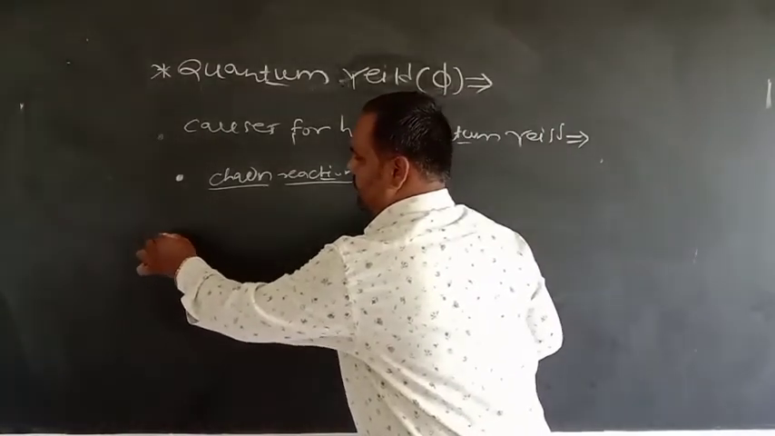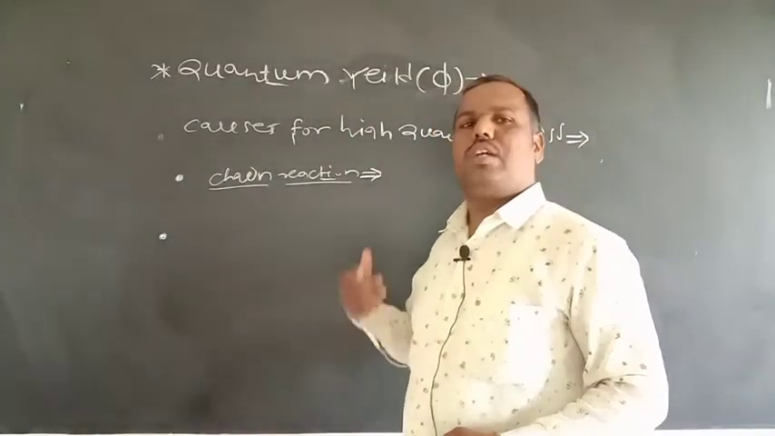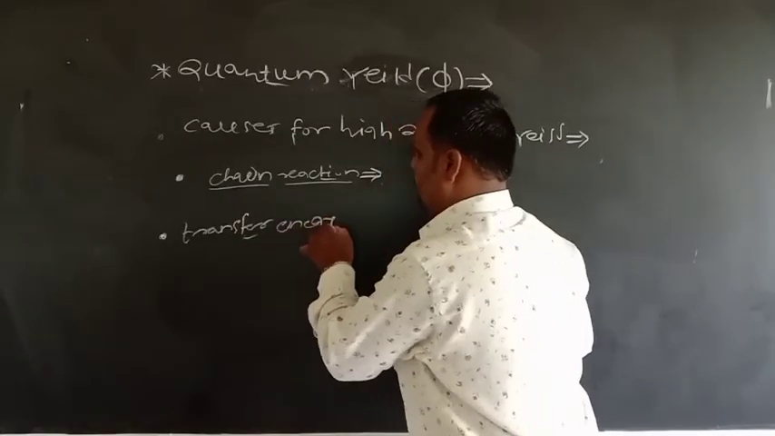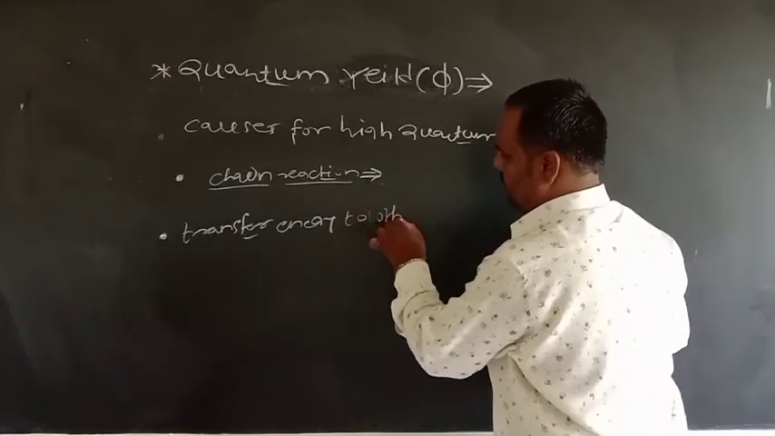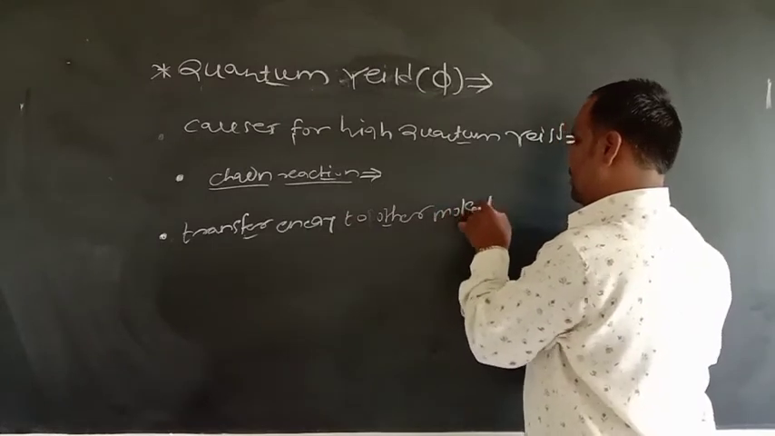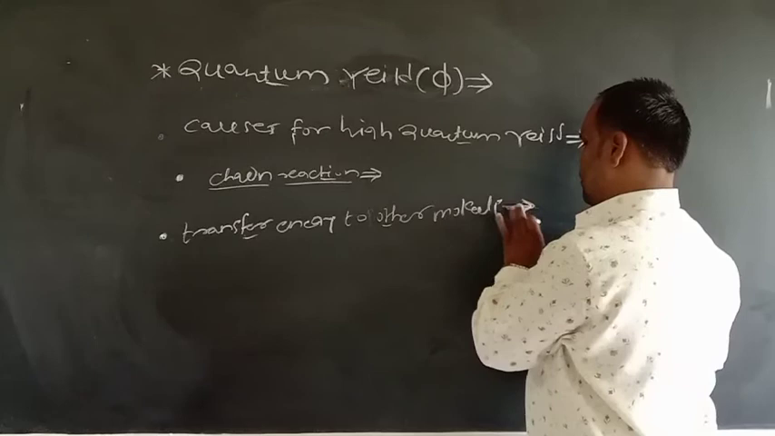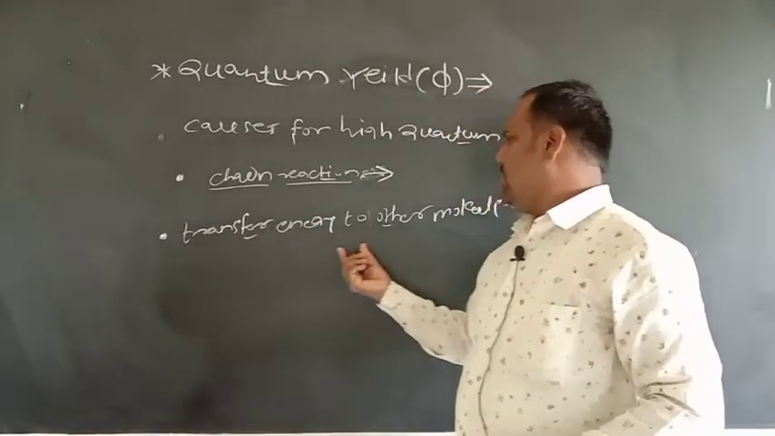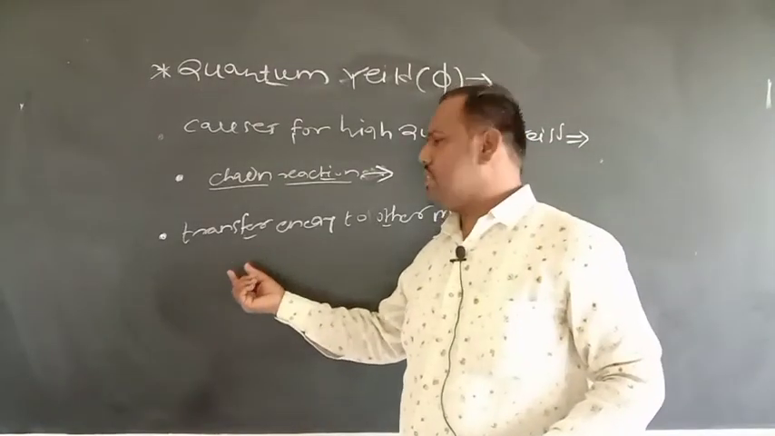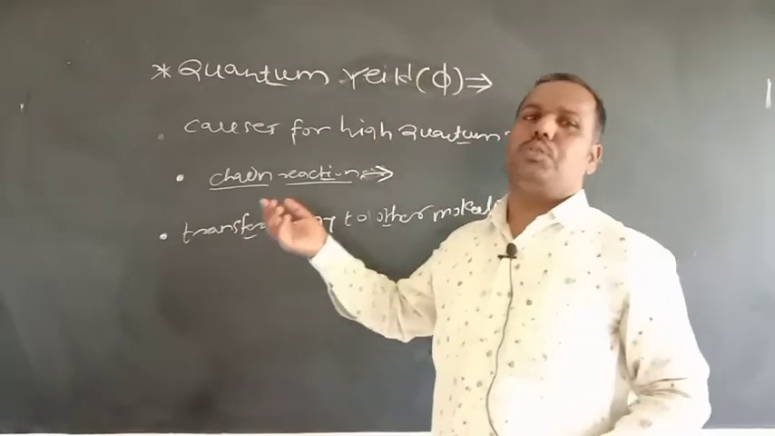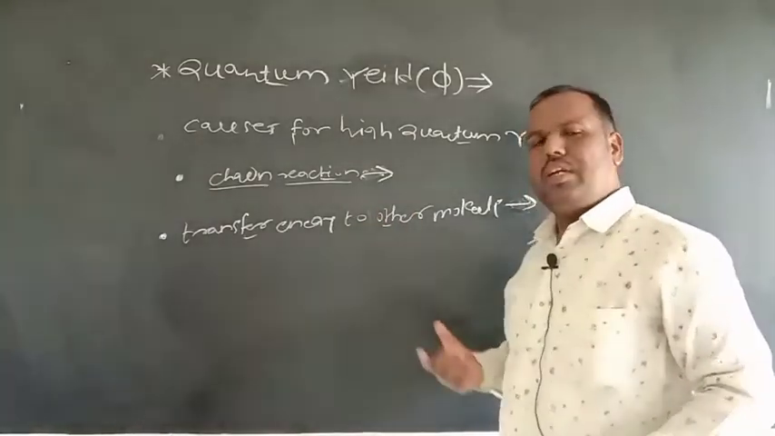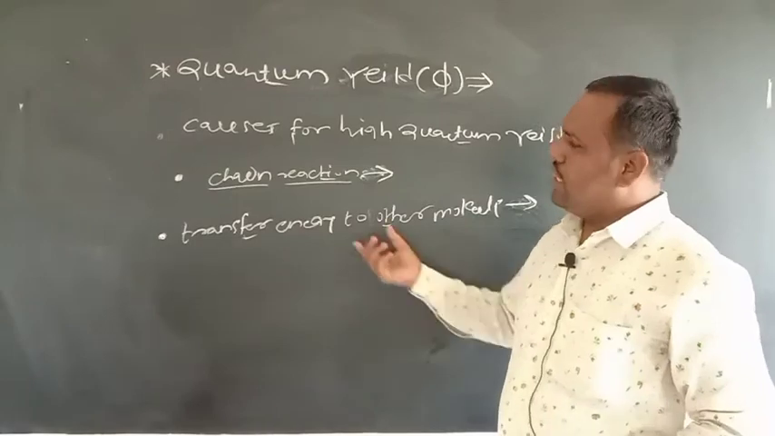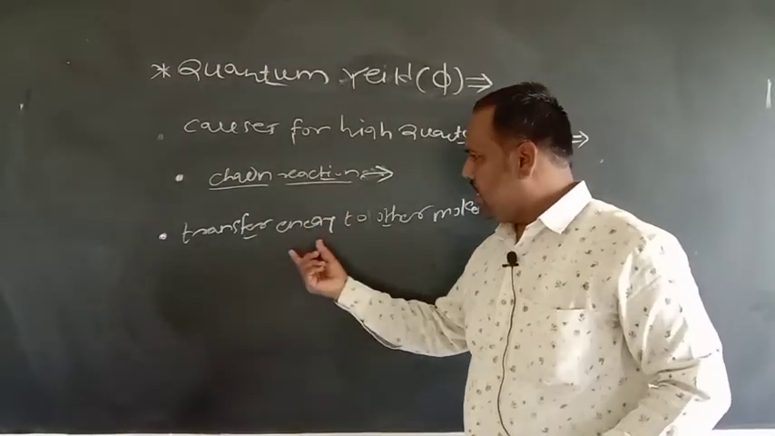Another point is that it will transfer the energy to another molecule. So the first cause is chain reaction, second is transfer of energy to other molecules. So it undergoes a secondary process. A molecule absorbs light radiation, goes into the higher energy state and transfers its energy to the other molecule. By transferring the energy, the other molecule also gets activated and converted into the product. And this is the cause for high quantum yield, that is chain reaction and transfer of energy to the other molecule.